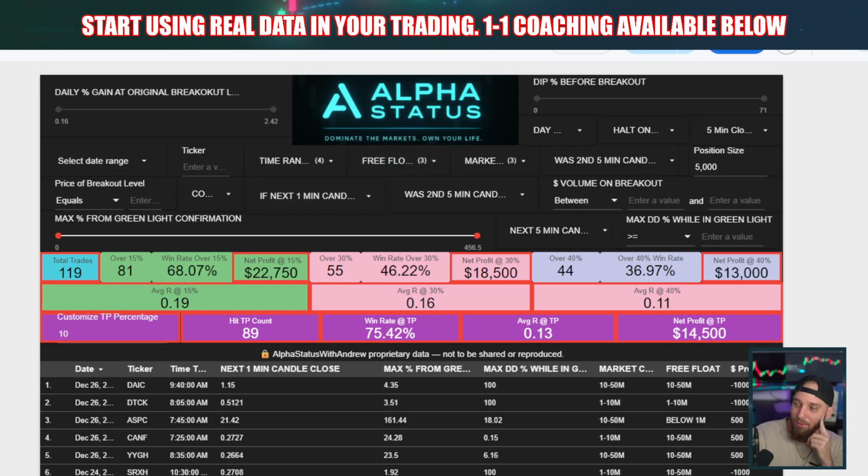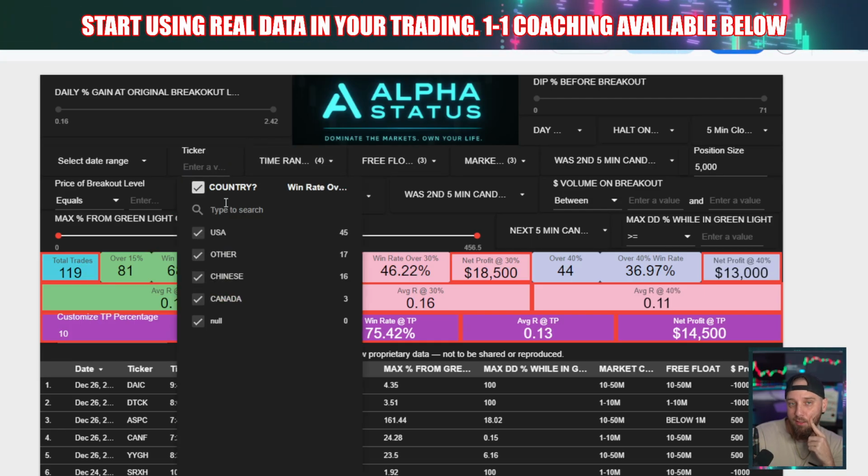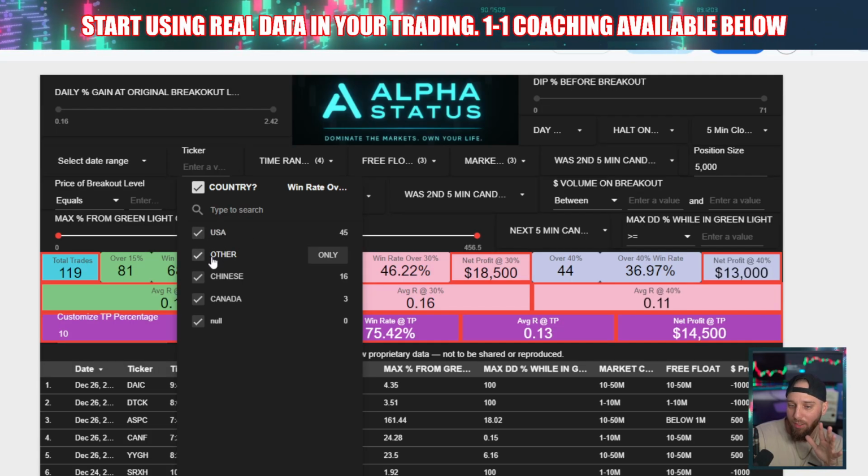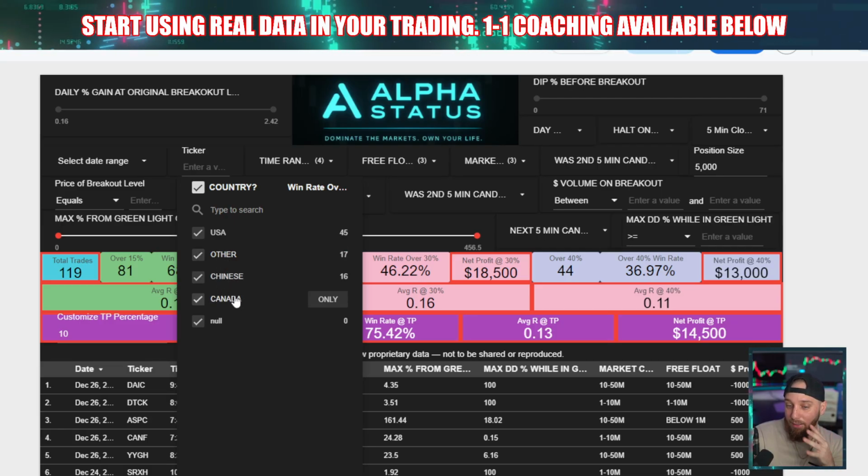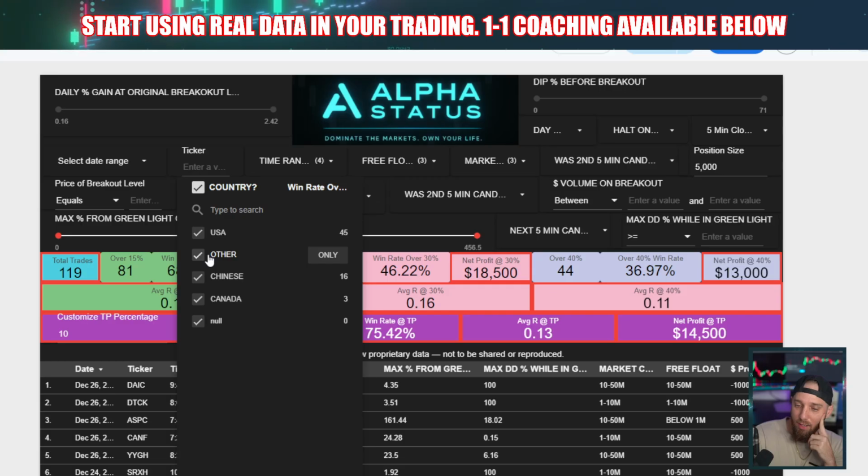Now, if we want to make this even better, I can add one more variable right here, which is going to be the country that the stock breaks out from, which is very, very important. So I started tracking this probably about 3 months ago. So I was like, okay, let's track all the stocks from the USA, other, Chinese, and Canada, right? Because China is very common. I thought Canada was more common. Come to find out, it's not that common. And then let's track all the other countries as well.